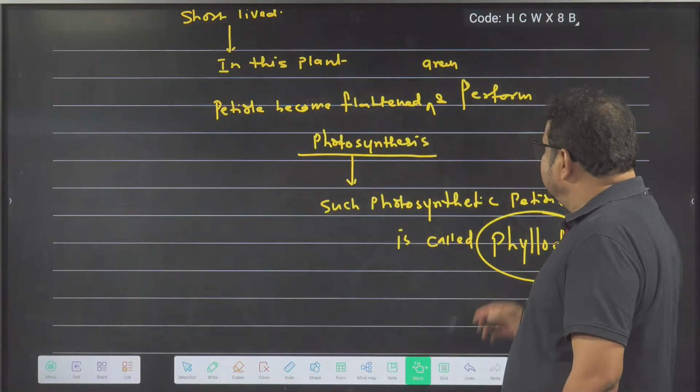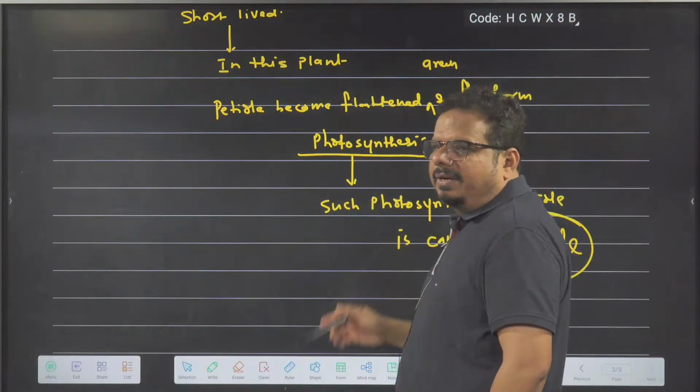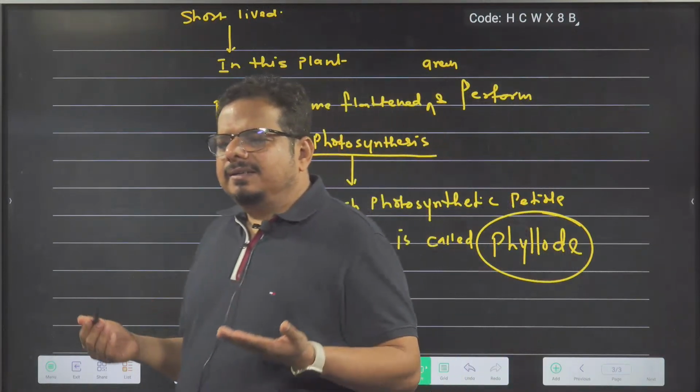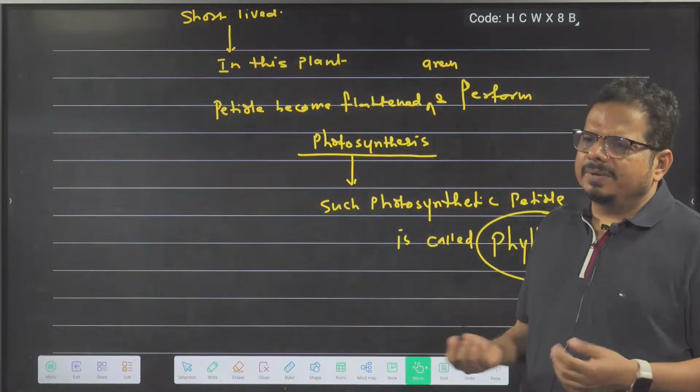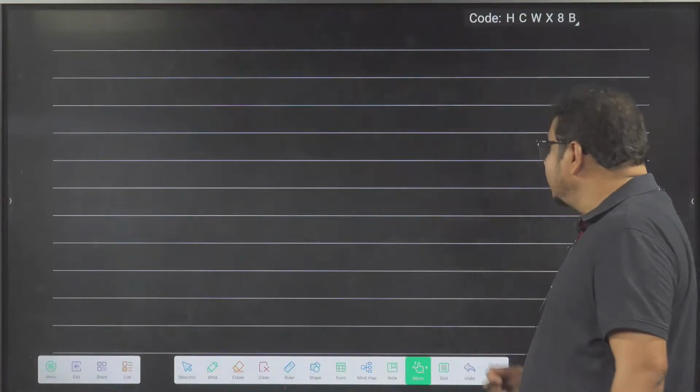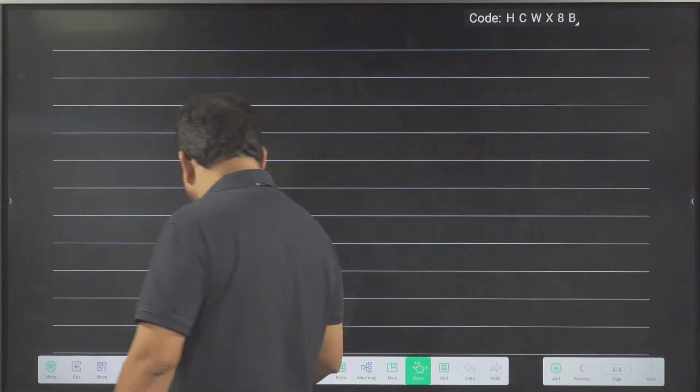Got the idea? Okay. So both are flattened. Phylloclade is flattened. Phyllode is also flattened. In Opuntia, the phylloclade is flattened. Here it is also flattened. Right? Now we are moving toward another example.